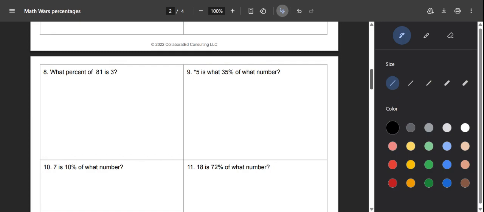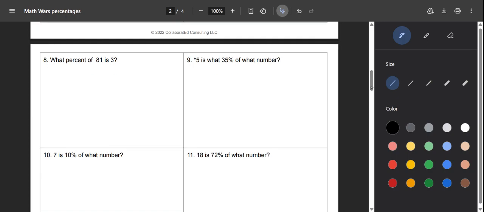Number 8 is another you-do problem. What percent of 81 is 3? So you can use a tape diagram or you can set up your proportion. Go ahead and solve that. Press pause now. Come back when you're ready to check your answer.